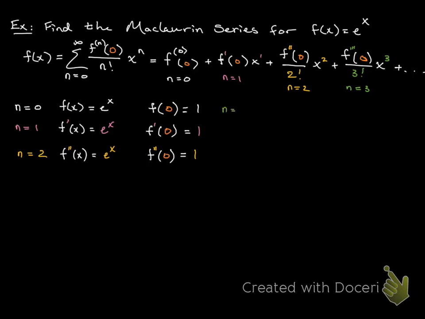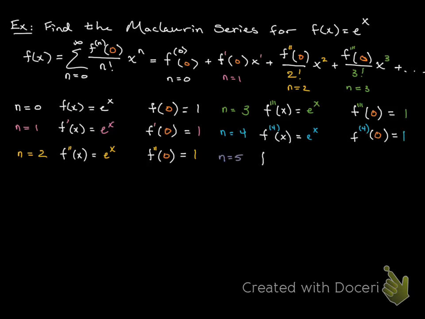I'll just go through these next three. Lightning speed, third derivative, evaluated at 0 is 1. Fourth derivative, evaluated at 0 is 1. Fifth derivative, evaluated at 0 is also 1. It's an easy one. Easy, easy. Okay.